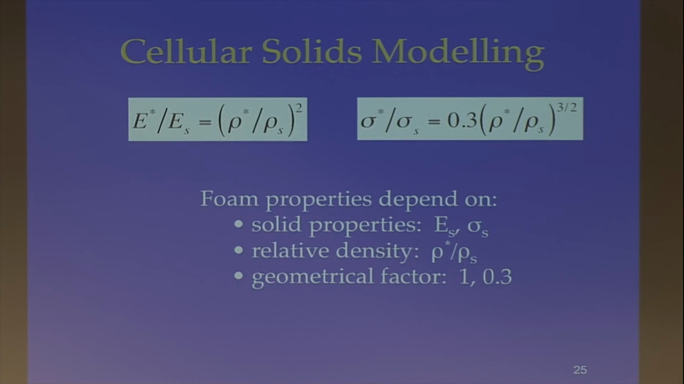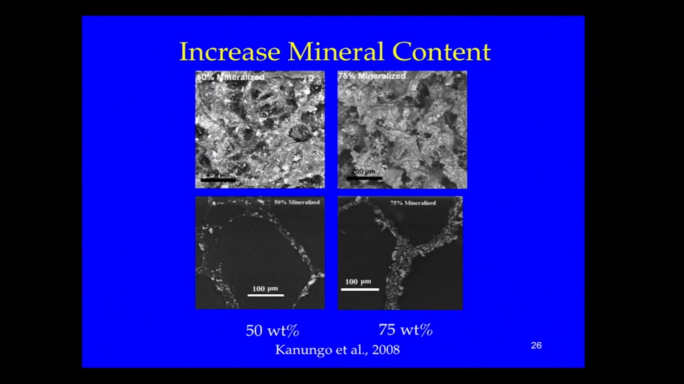So these are our equations for the modeling of the mineralized scaffold, the open-celled foam models for the modulus and for the collapse strength. So we could change different things. We could change the solid properties, or we could change the relative density. The geometry of the thing is probably not going to help us too much. So basically that's what we did. We first started off trying to increase the mineral content. We thought if there was more mineral content, that would make it stiffer.